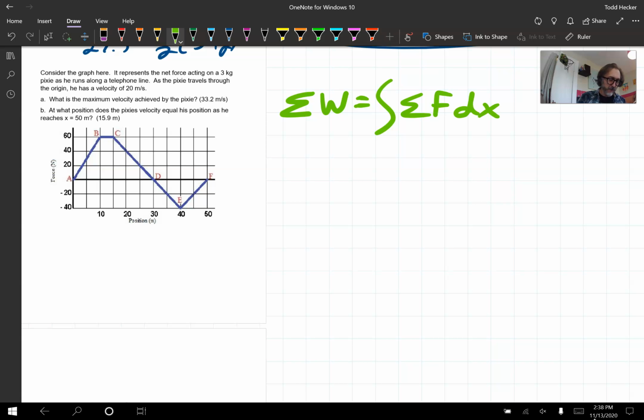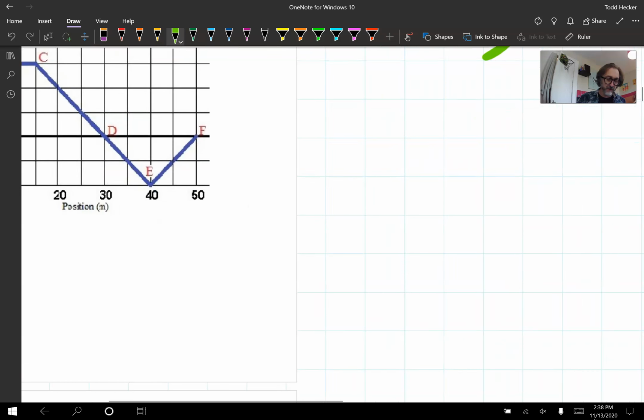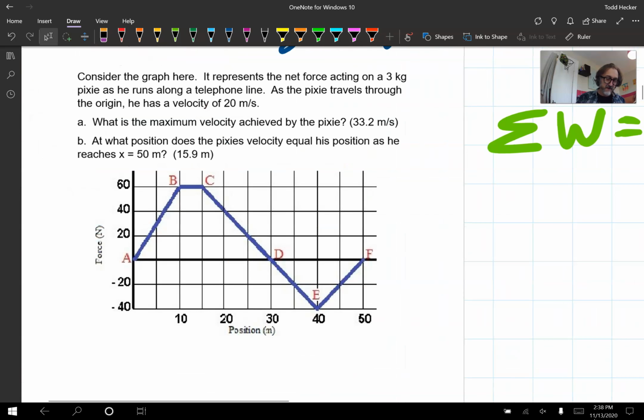Okay? So in this problem it says, consider the graph here. I'm going to enlarge this a little bit so you can see it a little better. It represents the net force, despite the fact that it's not labeled over here, acting on a 3-kilogram pixie as he runs along a telephone line. As the pixie travels through the origin, it has a velocity of 20 meters a second. Then A says, what is the maximum velocity achieved by the pixie?